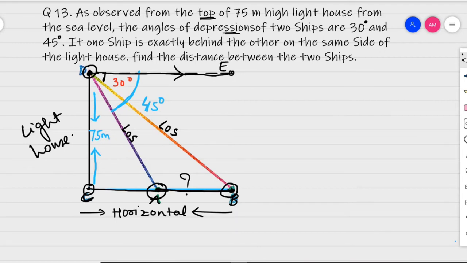Now see, angle EDA is 45 degrees and angle EDB is 30 degrees. The ship which is at A is making 45 degrees and the ship which is at B is making 30 degrees with the eye of the person who is at point D on the top of the lighthouse. Now what you have to find out? You have to find out the value of AB, the distance between the two ships.